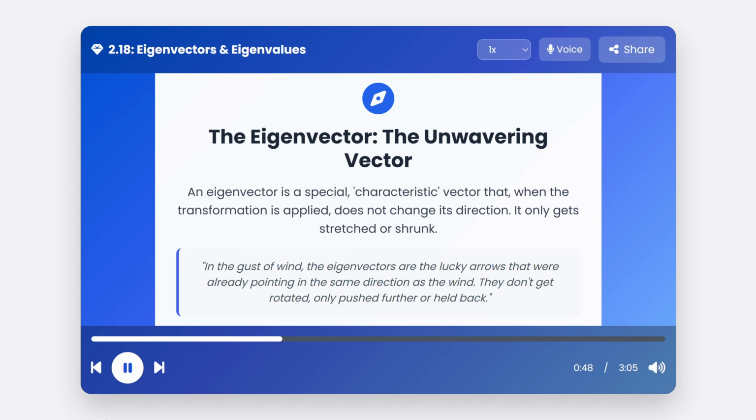Now, in that field, there might be a few special arrows that were already pointing in the same direction as the wind. When the wind blows, these arrows don't change direction at all. They just get stretched out or maybe shrunk down a bit. These special, unwavering vectors are the eigenvectors. They are the characteristic directions of the transformation.